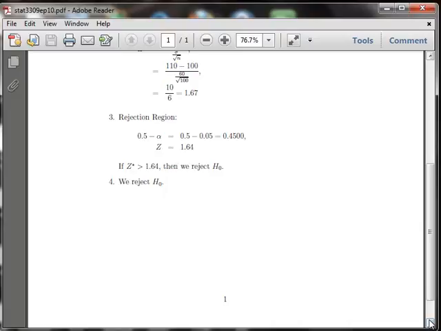You have to have an if-then statement. So your if-then is going to be: if z star is greater than the 1.64, then we reject H0. Okay, is 1.67 greater than 1.64? Yes. Therefore, we reject H0.